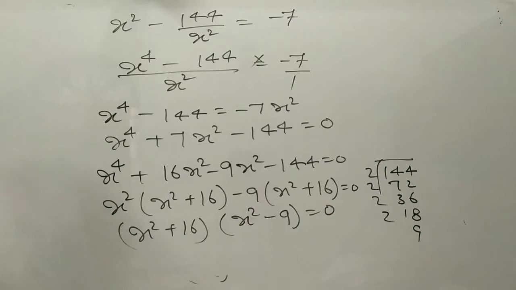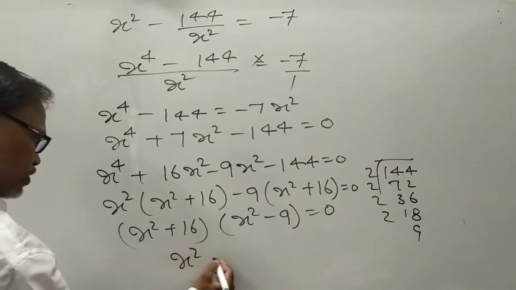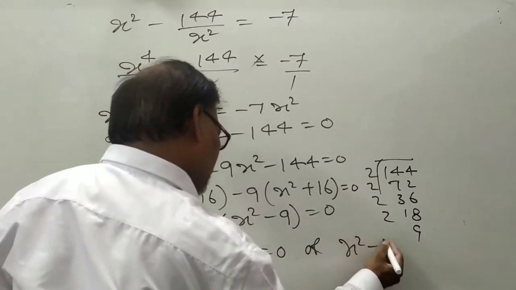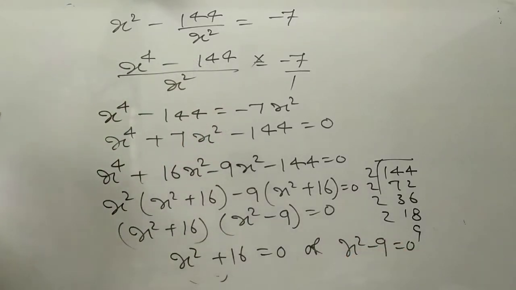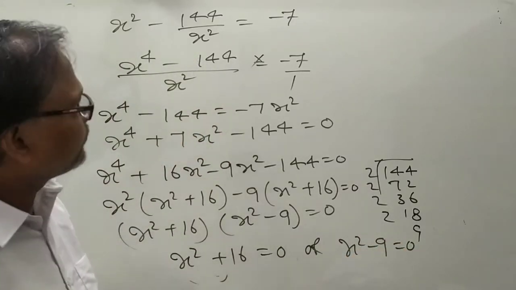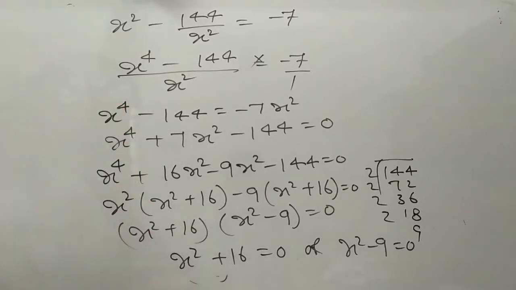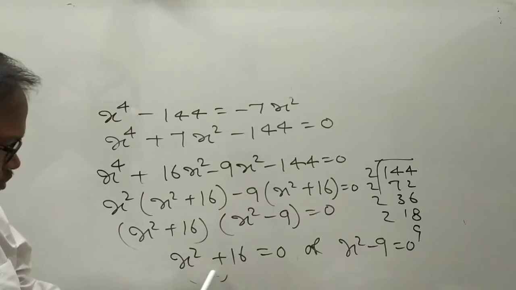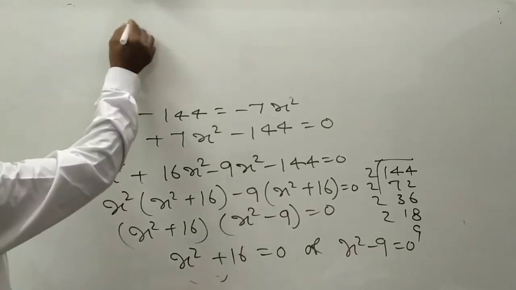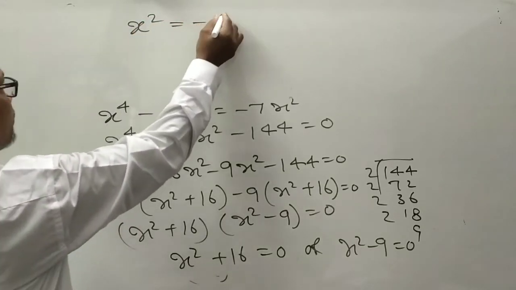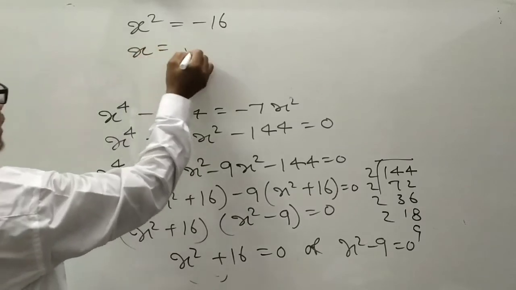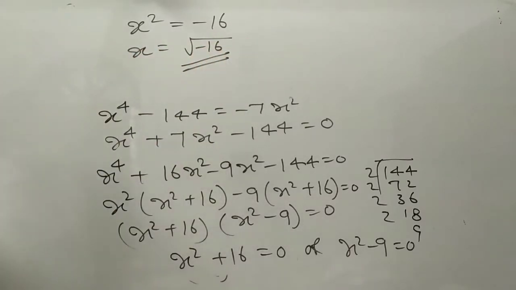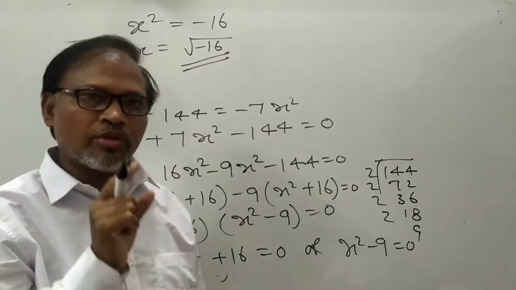These are the required steps. And then using zero product rule, x square plus 16 is equal to 0 or x square minus 9 is equal to 0. Means simple factorization. Then x square plus 16 is equal to 0. X square is equal to minus 16. Then x is equal to minus under root 16. Whether it is possible? No. This is not possible. Why?